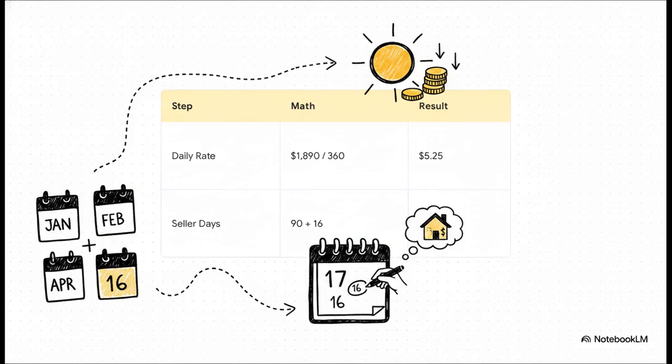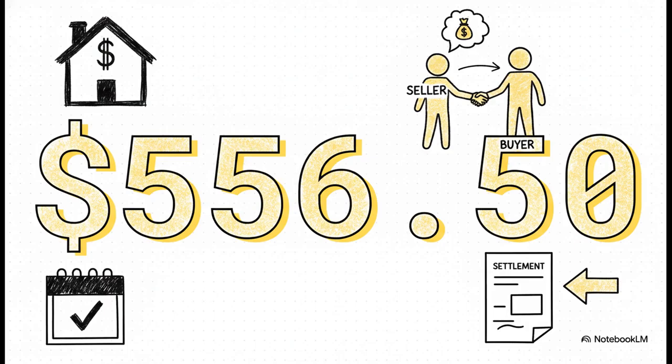90 days plus 16 days gives us exactly 106 days that the seller is on the hook for. Finally, step 4. We multiply. We take those 106 days, multiply them by our daily rate of $5.25, and that equals $556.50. So when you look at the settlement sheet, the entry is going to show that the seller pays the buyer $556.50.